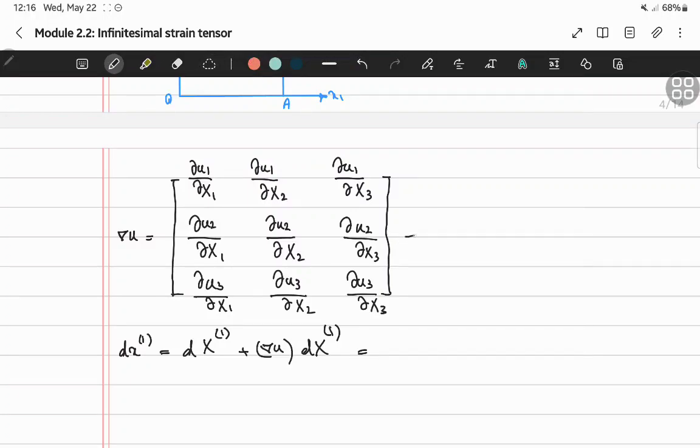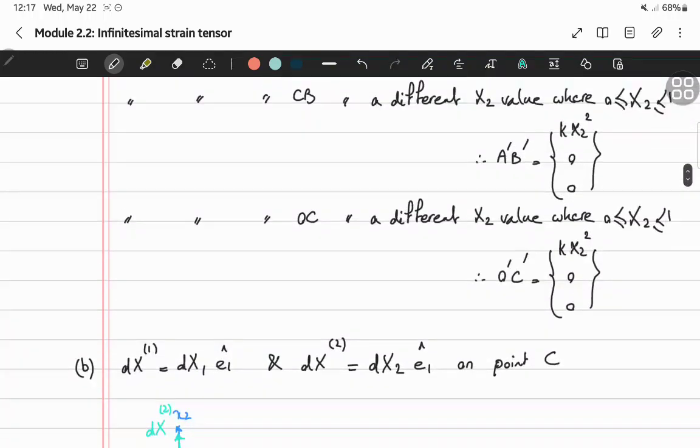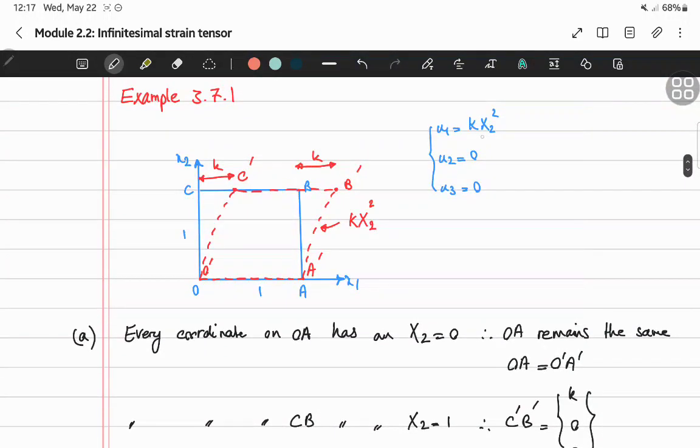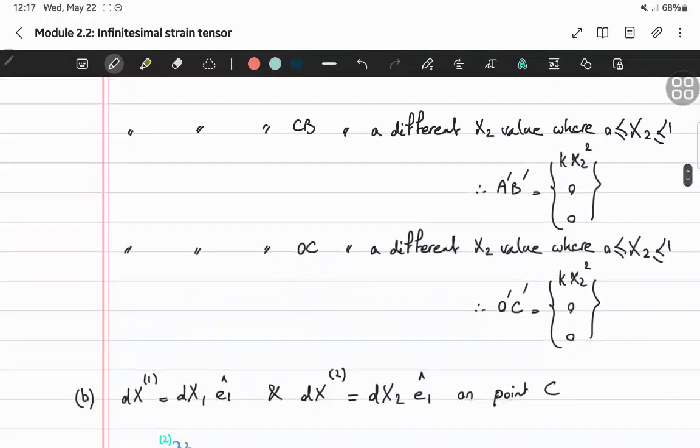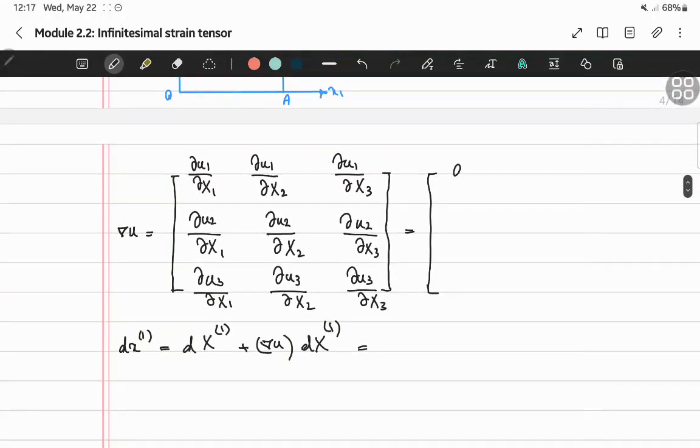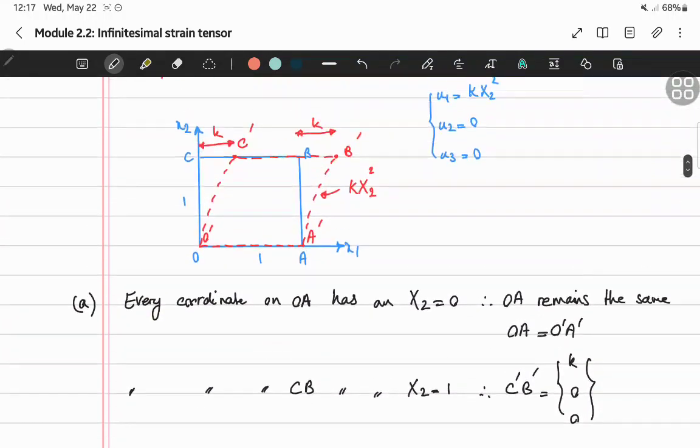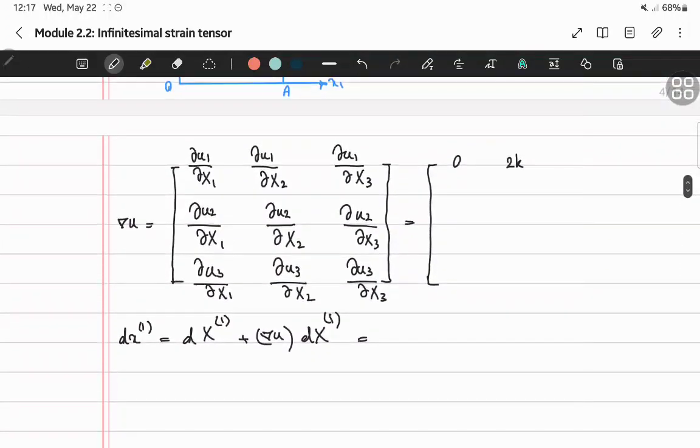All right, so now what I do is I have to take the partial derivatives of u1 with respect to capital X1, X2, and X3. So u1 only has the derivative with respect to x2. So it's going to be 0, 2k, 2k x2, then 0, and all of these are going to be 0.